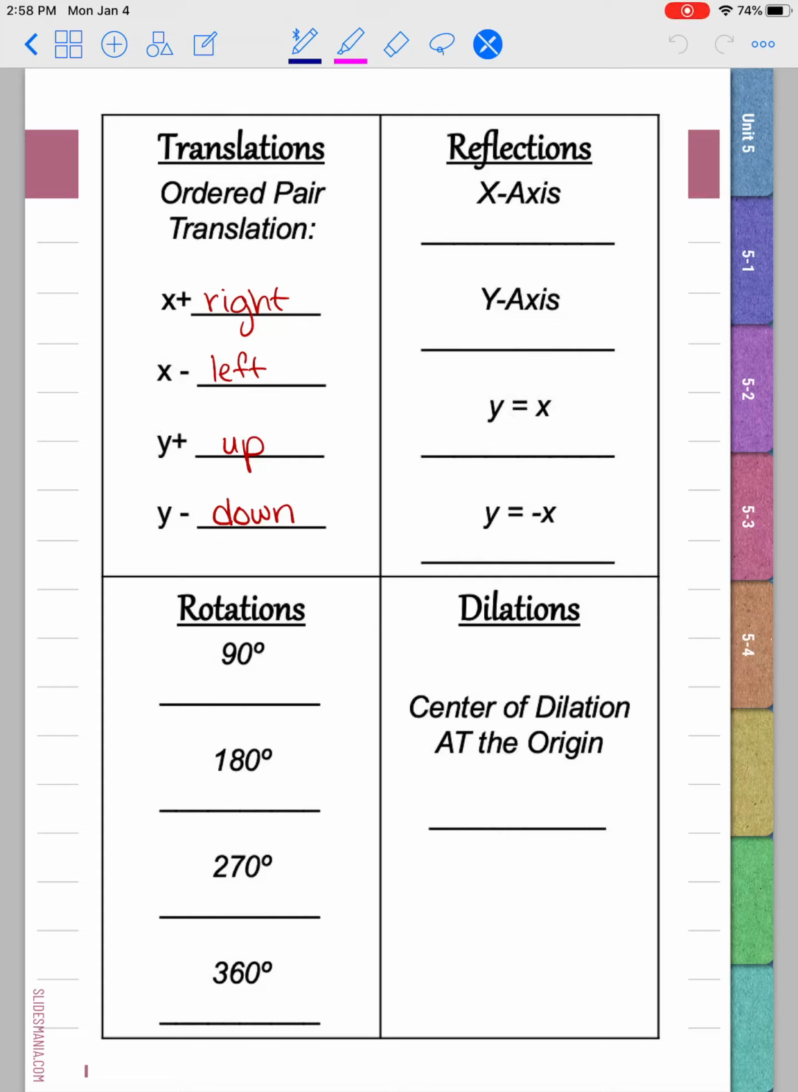Okay, now we're going to talk about reflections. Remember, our keyword for reflections is flip. The FL in reflections helps us to remember that keyword. And so what we're going to look at is the patterns first, and then we're going to look at some graphs, and I'll show you why that pattern works.